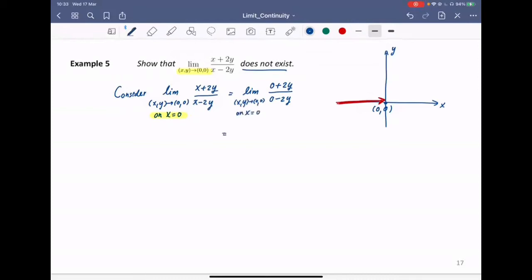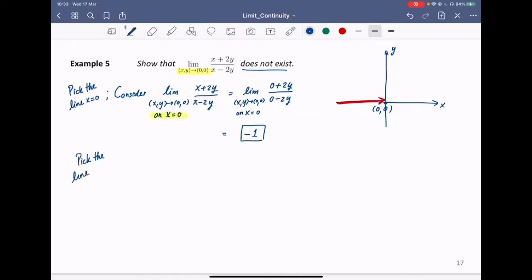And then after that, once you plug in x equal to 0, you're going to have just 2y over -2y, right? And then they cancel out, so you get -1. So you're going to get that the limit of this function on x equal to 0 is -1. This is when you pick the line x equal to 0. All right, so let's pick another one.